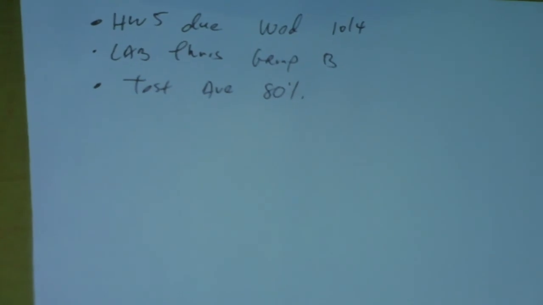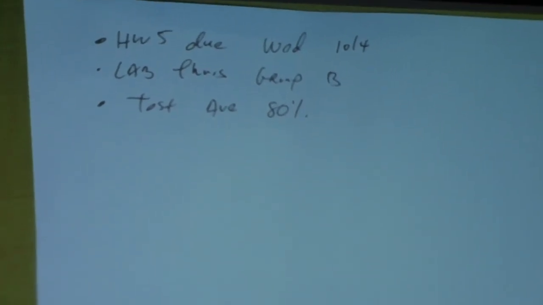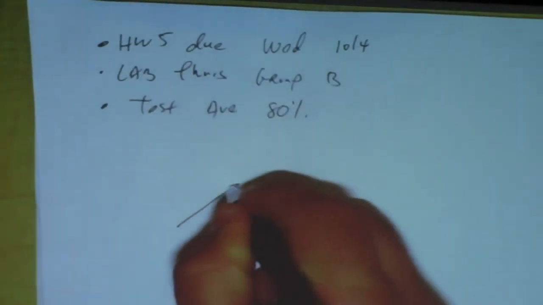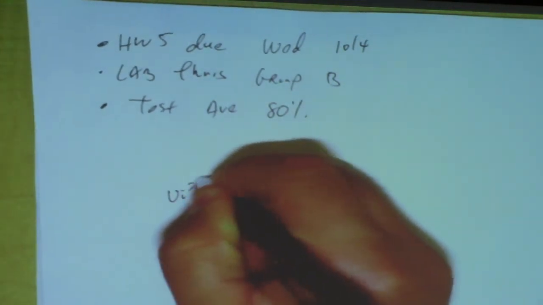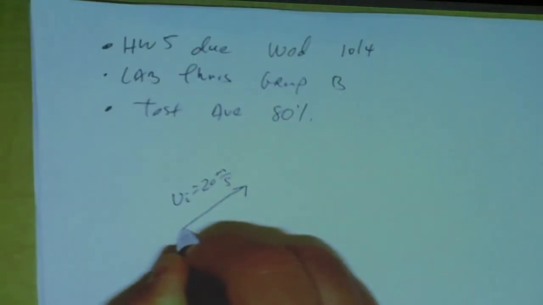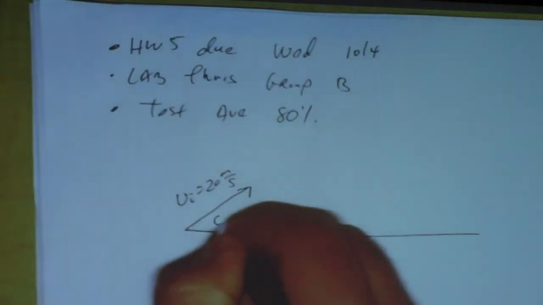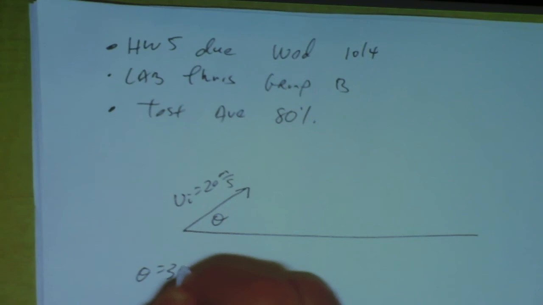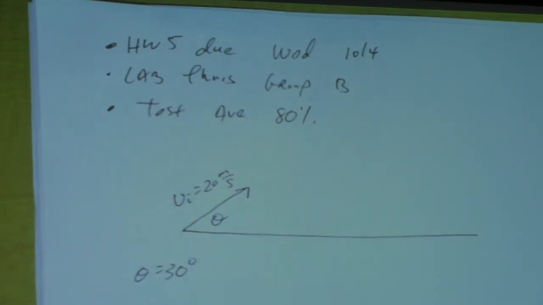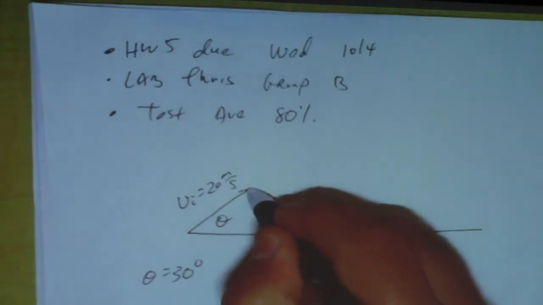Number 4. So that's the one where a boy kicks a football, initial speed of 20, angle of 30 degrees above the horizontal, so that's theta. What is the horizontal distance to the point where the football hits the ground?